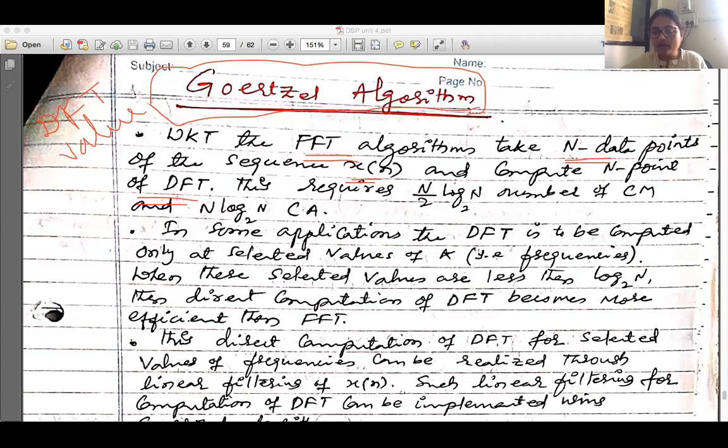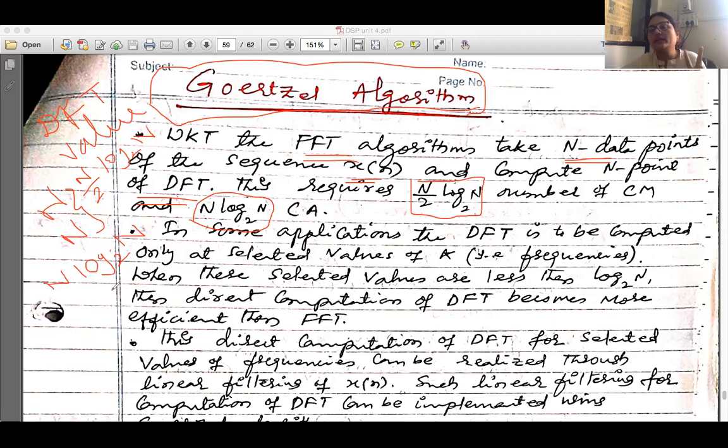While doing this, the number of computations required are N by 2 log to the base 2 N complex multiplications, and N log to the base 2 N complex additions. While converting the N point input data sequence into N point output DFT values, it takes these many complex multiplications and complex additions. This is the computational complexity.